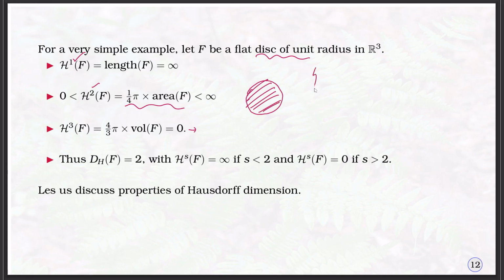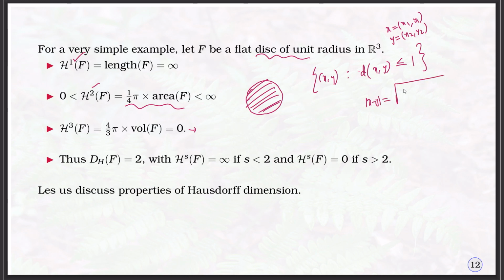That means the set of all x, y such that the distance between x and y is less than or equal to 1. We are taking the unit disk with radius 1. Suppose we have the point x as x1, y1 and y as x2, y2, then the distance in R power 2 can be written as the norm of x minus y, which is the square root of (x1 minus x2) power 2 plus (y1 minus y2) power 2. The distance is defined like this.